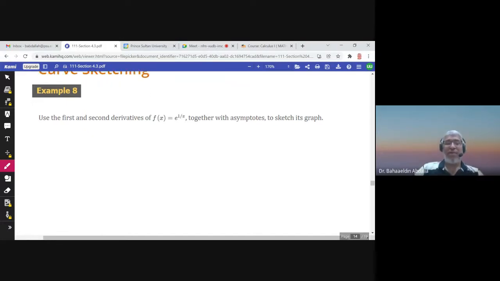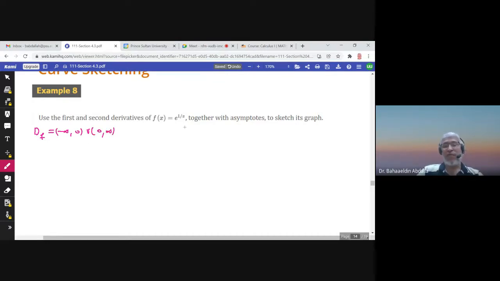So for example, the first thing always to sketch the curve is to make sure that I know the domain of the function. Well, the domain of this function would be all real numbers, except I have a problem with the 0 because 1 over 0 is not defined. So it would be all real numbers except 0. So from negative infinity to 0, union from 0 to infinity.